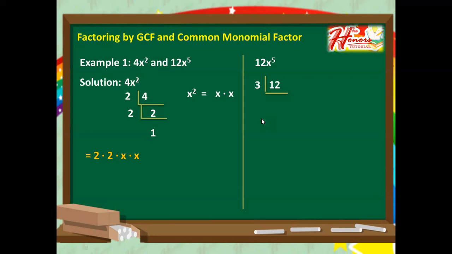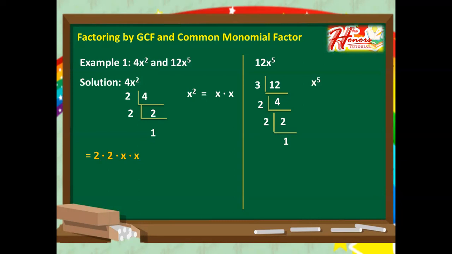So 12 divided by 3 is equal to 4. And then think of a prime number that can divide 4, so that is 2. Let's continue dividing until it's 1. 4 divided by 2 is equal to 2. Prime number that can divide 2, that is 2. 2 divided by 2 is 1. So we have to stop here, and then let's have x raised to 5.